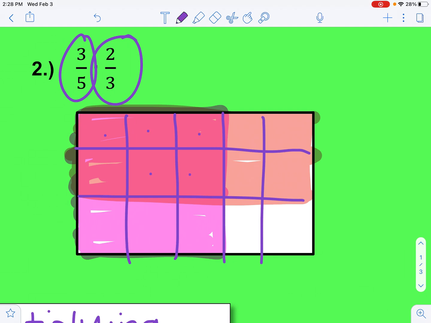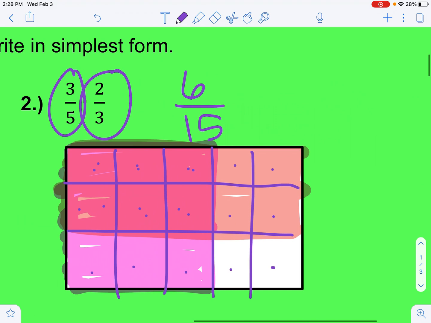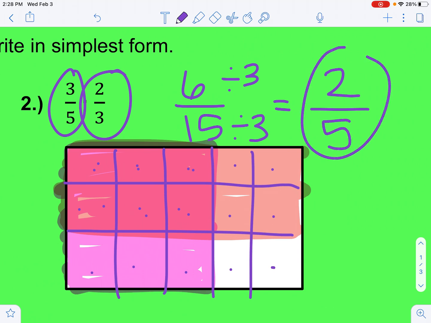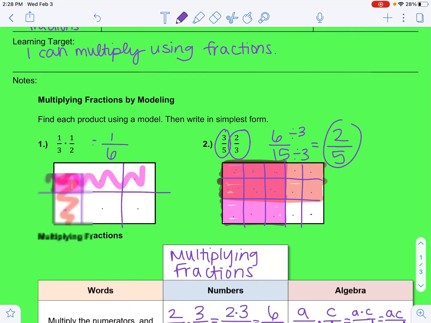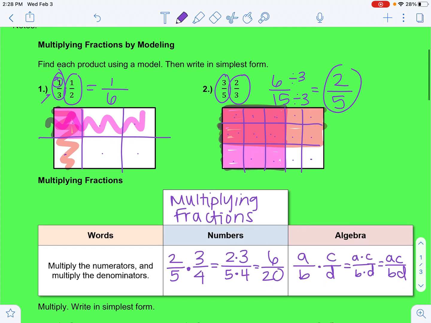We have 1, 2, 3, 4, 5, 6 all the way colored. How many total pieces do we have? 1, 2, 3, 4, 5, 6, 7, 8, 9, 10, 11, 12, 13, 14, 15. 6 over 15, and we know we can divide both those numbers by 3. 6 divided by 3 is 2. 15 divided by 3 is 5. So 2/5 is our answer. Alright, if that didn't quite make sense, don't worry, I'm going to explain it more as we get going.